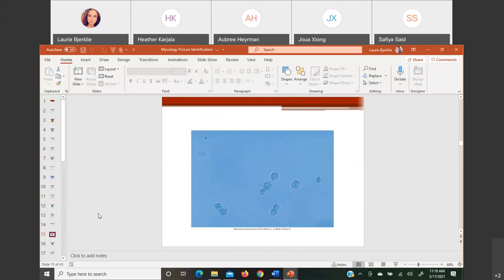Okay, so this one, oh, there we go. Yeah, it's Blastomyces dermatitidis. So another dimorphic fungi. This is the yeast phase of it. So it's really known to have that thick walled look to its yeast phase, the Blastomyces dermatitidis. In the mold stage, it has a lollipop look, Blastomyces dermatitidis.